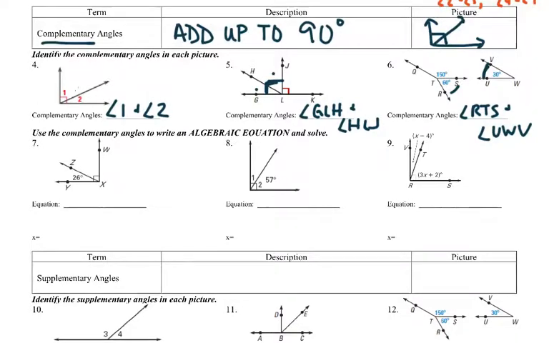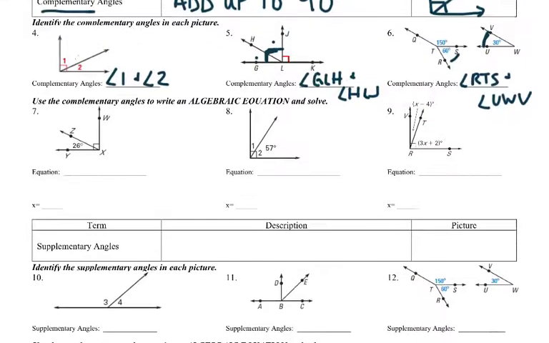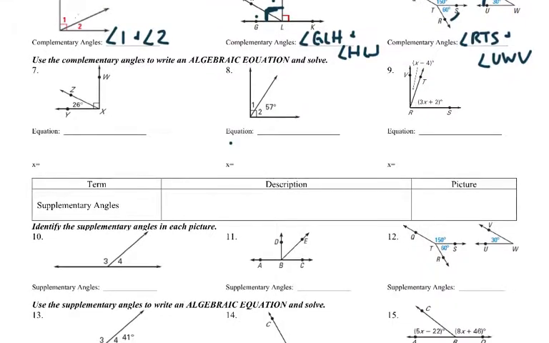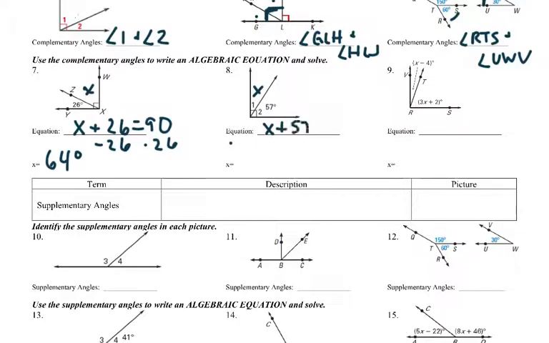When angles add up to 90, sometimes we can write a little equation to solve it. So the angle that we're looking for here, x, is this angle ZXW, and I know that x plus 26 is going to equal 90. And you could just solve that by subtracting 26 from both sides, 64 degrees. Similarly here, x plus 57 equals 90, and you could subtract 57 from both sides. x equals 33 degrees.